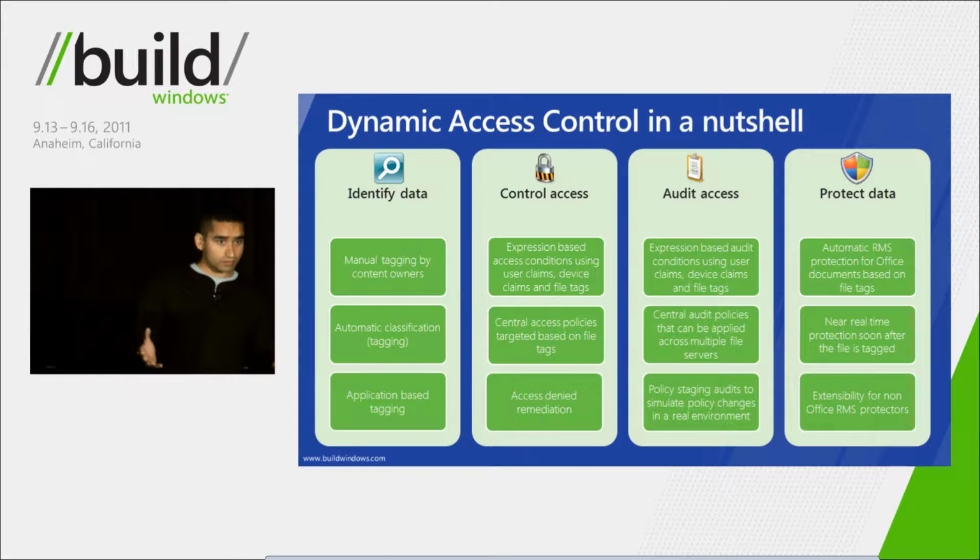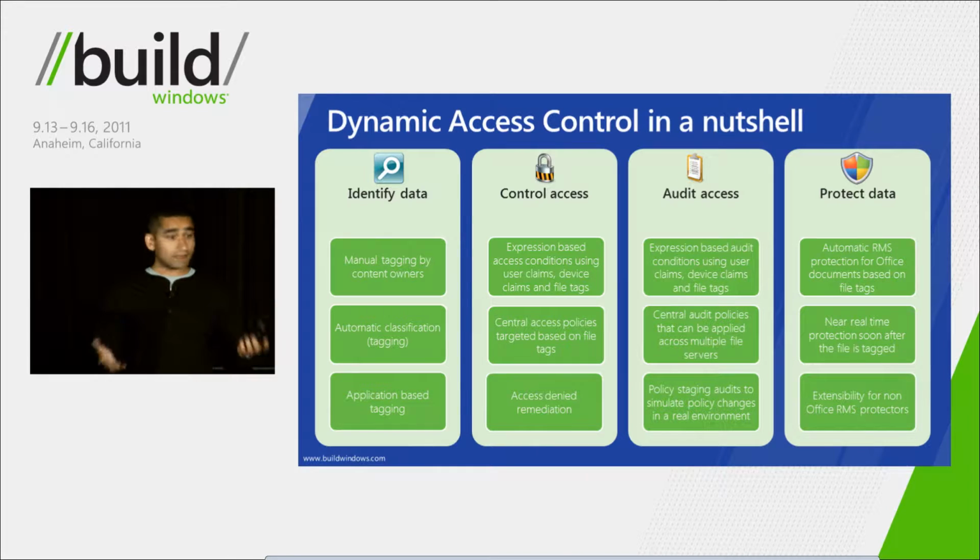Dynamic access control, in a nutshell, gives you the flexibility of creating rich access control policies that can be targeted at data based on data classification and can be scoped to users and devices based on claims. Now, I guess a lot of you in the audience would be familiar with what data classification is. It is basically the act of tagging your files with metadata that helps you identify the data that is contained within those files. Right? Claims, however, is a new concept, and it was covered in great detail an hour ago.